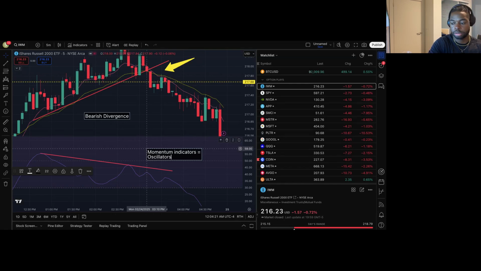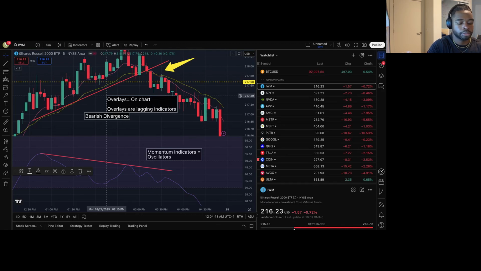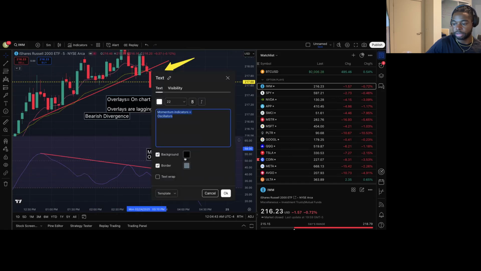Oscillators. And then your overlays are just on the chart. Overlays equal on chart. And keep in mind that overlays are lagging indicators, and oscillators are leading indicators. Okay.